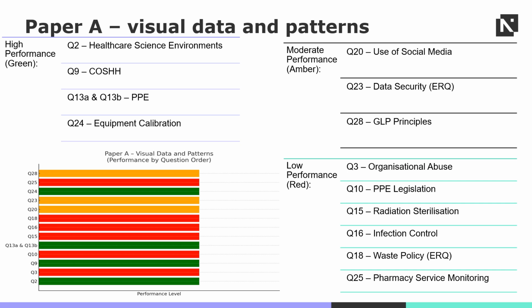The red zone highlights key areas for development. Questions like 3, 10 and 15 indicate conceptual gaps, particularly around safeguarding and sterilisation methods. ERQs like question 16, 18 and 25 revealed difficulty with evaluation. Students tended to describe or suggest alternatives rather than assess the given scenarios. These patterns help pinpoint where teaching should focus next, especially improving evaluation skills, reinforcing technical terminology, and making legislative knowledge more meaningful through case-based learning.